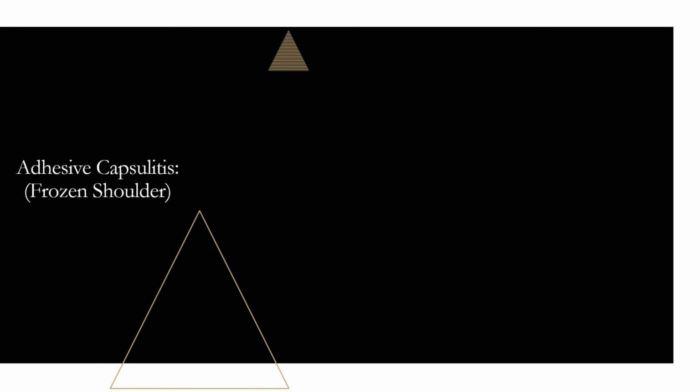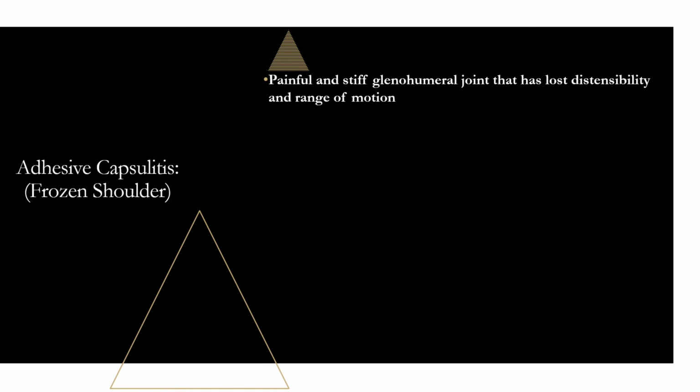Let's move on to adhesive capsulitis, also known as frozen shoulder. So this is exactly what it sounds like: a painful and stiff glenohumeral joint that has lost distensibility and range of motion. So it's a frozen shoulder. It's hard to move. Passive and active range of motion is going to be substantially reduced.